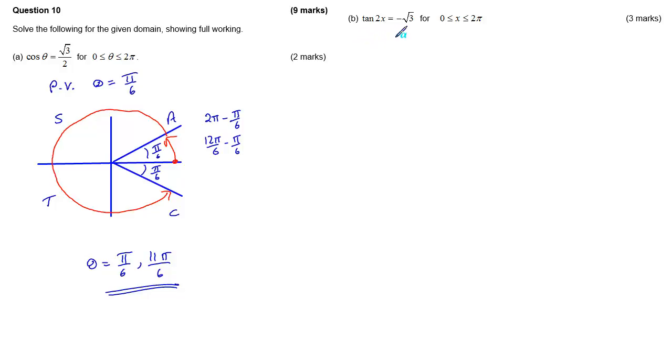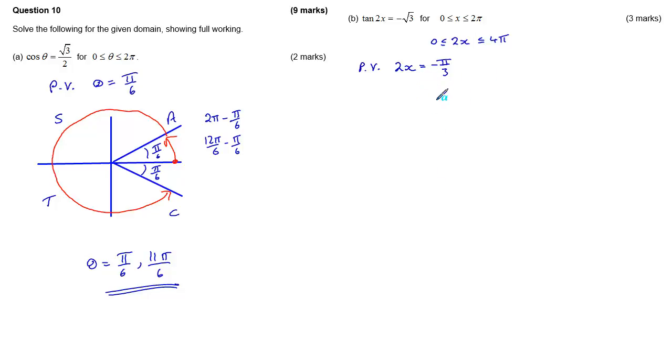So tan 2x is negative root 3 for x between 0 and 2 pi. So initially we want to solve for 2x between 0 and 4 pi. Just multiply right the way through by 2 here. Now root 3 once again is a standard angle for the tan this time. So the principal value would be for 2x to be negative pi by 3. Now of course you can find that from the calculator, but you should know these.